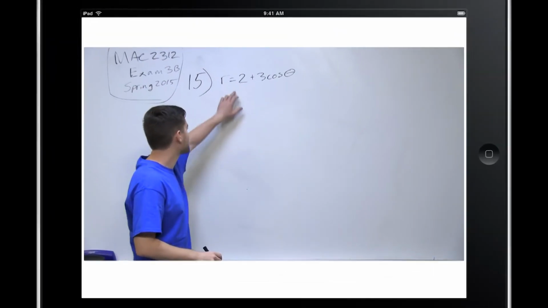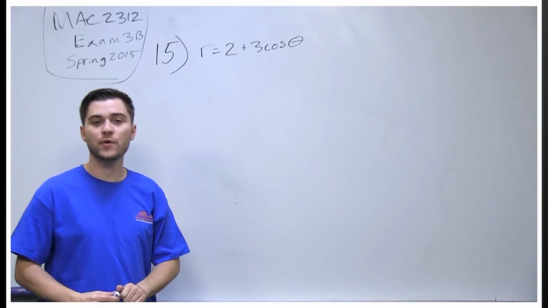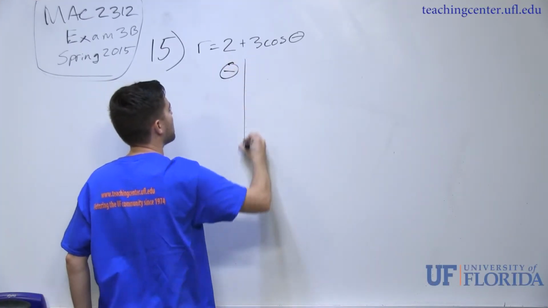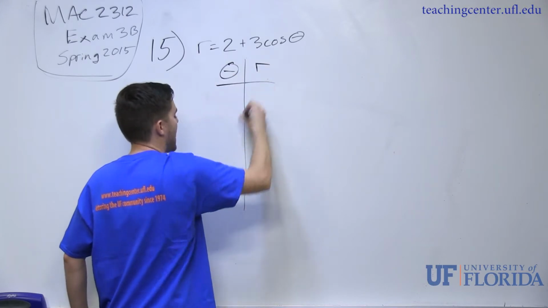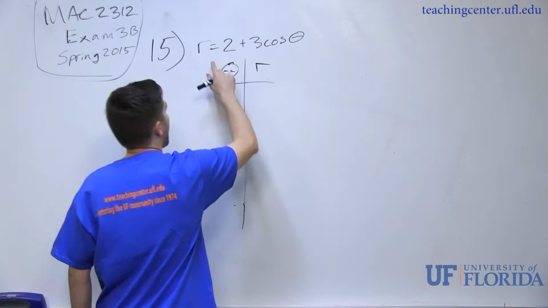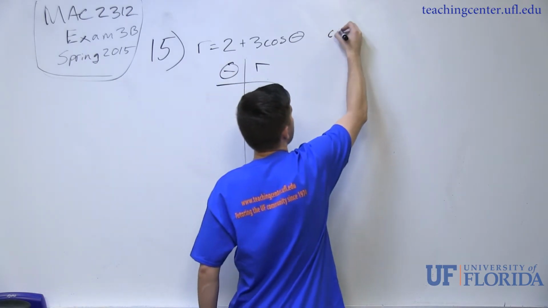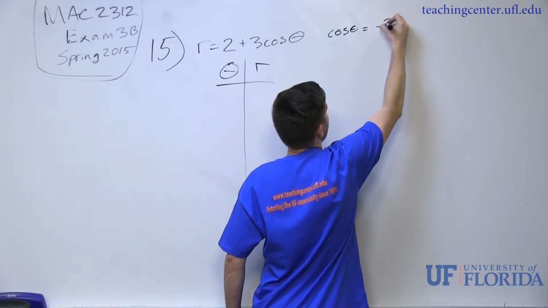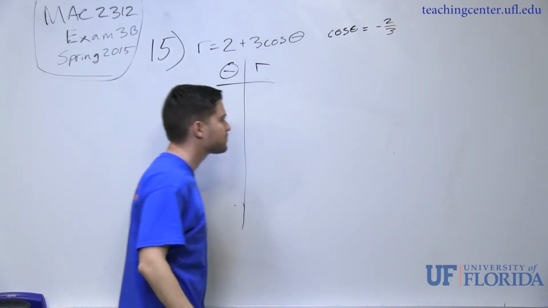Problem 15 is asking us to graph r equals 2 plus 3 cosine theta. Same process as before. We're going to make a theta, we're going to make an r, and we're going to find our zeros. So if I plug in 0 for r here, I end up getting cosine of theta is equal to negative 2 over 3.